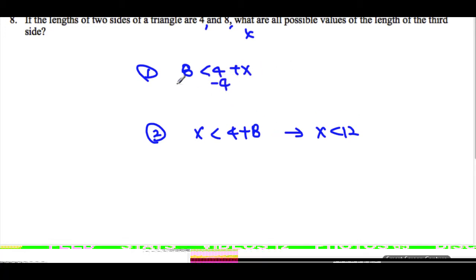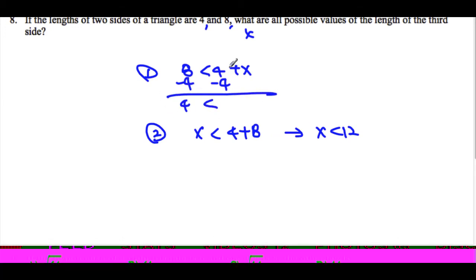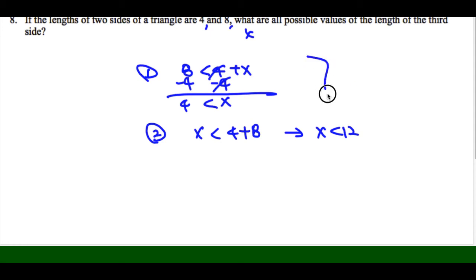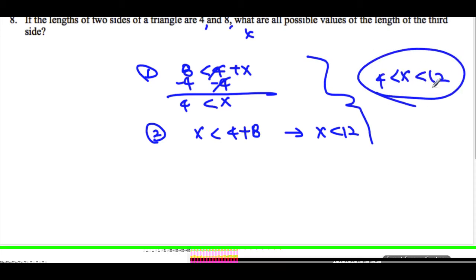When you subtract 4 from here, then you will realize that 8 minus 4 becomes 4, which is less than these two, cancels out x. So if you have to combine these things together, we'll end up getting x has to be greater than 4 but less than 12. That becomes our final answer.